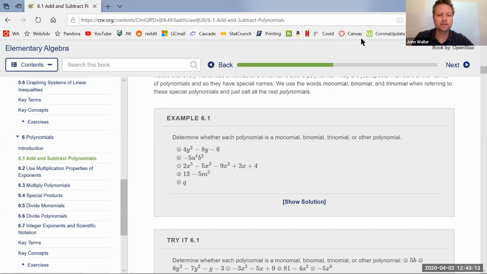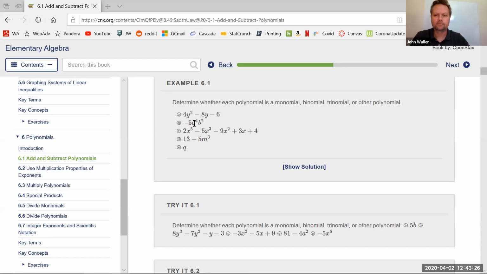Trinomial. Yes, great. And somebody else is typing trinomial, great. What about part B? Somebody else. Monomial, binomial, trinomial, or other for part B?